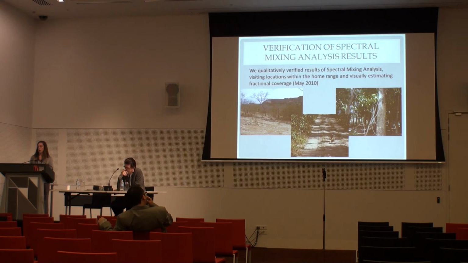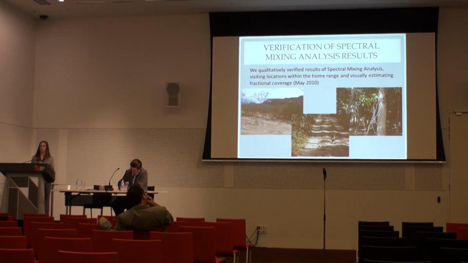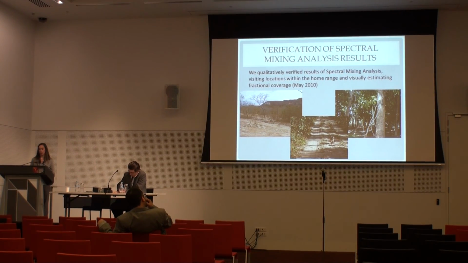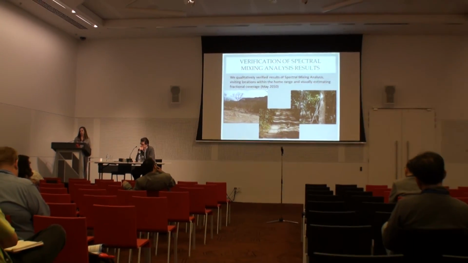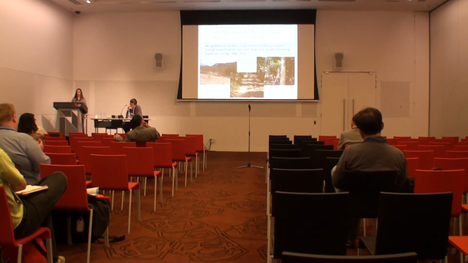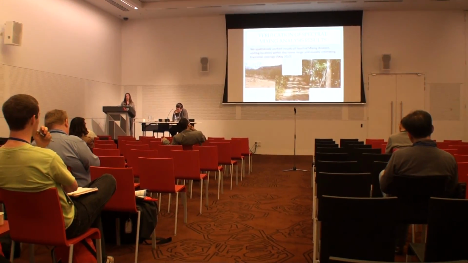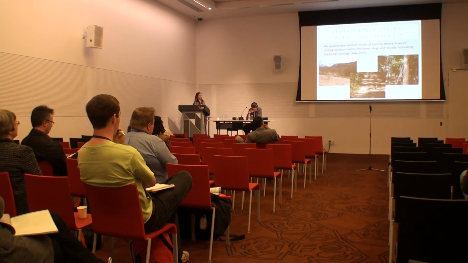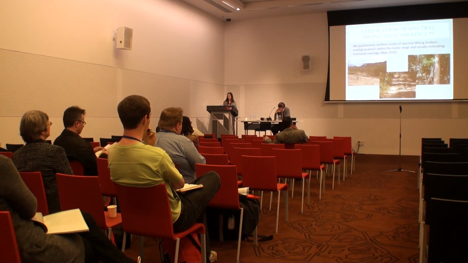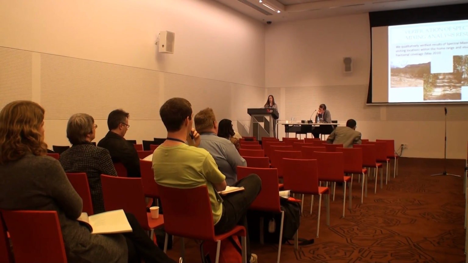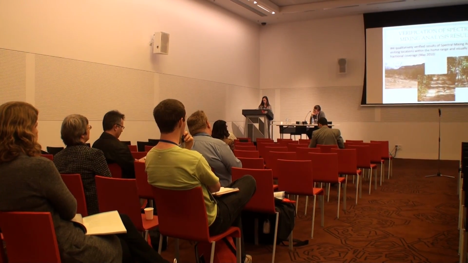We went to the field in May of 2010 and qualitatively verified the results of this spectral mixing analysis. So we located sites within the home range and estimated fractional coverage visually. You can see that there is some influence of human patterns in the home range of the monkeys. You see them here in the center, moving down a small road. There are areas of very dense vegetation, as you see here on the right, and then areas of complete bare soil, so we get a pretty good range.